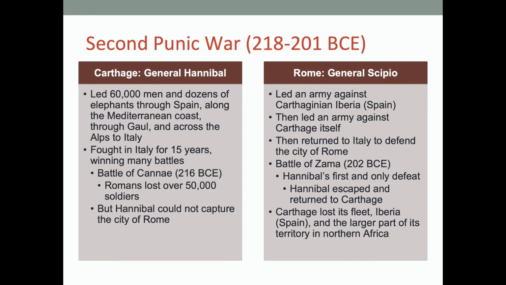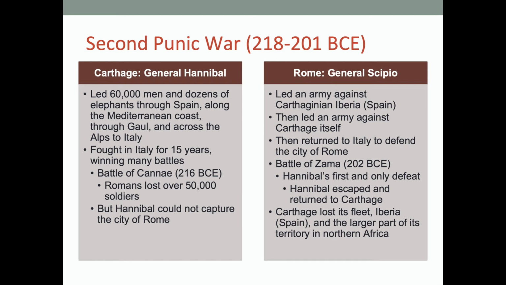Okay, but even with the success, Hannibal could never capture the city of Rome for lots of reasons. On the flip side, Scipio led an army against Carthaginian Iberia while Hannibal was doing this, so he went to Spain and led forces there, and then eventually he led an army against Carthage itself. Okay. Then he returned to Italy to defend the city of Rome before going all the way back to Carthage for the Battle of Zama in 202, which was the last battle of the Second Punic War.